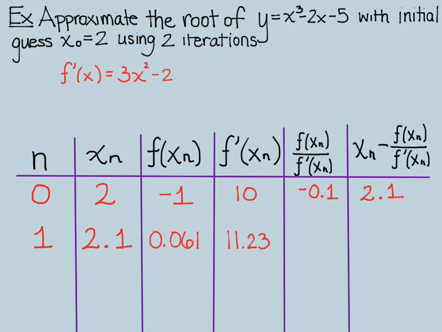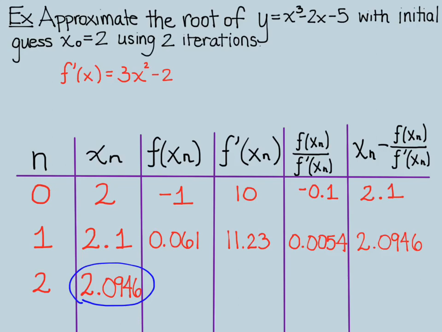Now I divide 0.061 divided by 11.23 to get 0.0054, and then we do 2.1 minus 0.0054 to get 2.0946. N then iterates up to 2, and we repeat the value of x sub n, 2.0946. And since we needed to do 2 iterations, and we're now at n equals 2, we can stop. Our final answer is 2.0946.